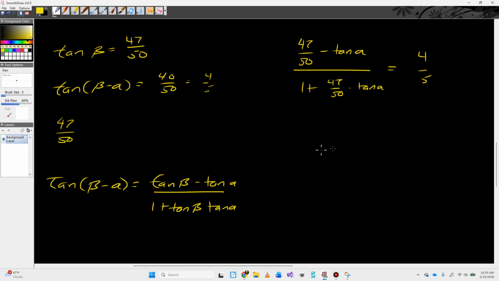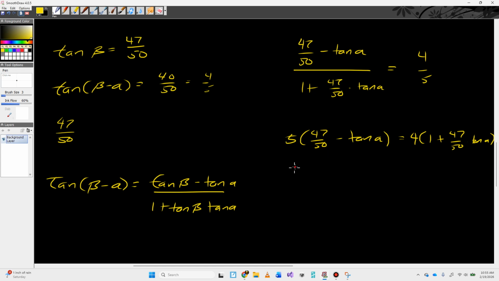Well, this is why we take algebra. So how do we solve for that? Cross multiplication is going to be probably the best form of action here. So 5 times 47 over 50 minus tan alpha is equal to 4 times 1 plus 47 over 50 times tan alpha. All right, let's use the distribution formula.